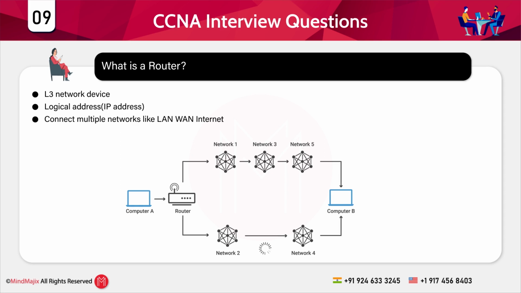Logical address in most cases is an IP address, but we can have IPv6 addresses, and on older systems we could have an IPX system. This device is used to connect multiple networks, like LAN and WAN, right? Internet is connected by a router. So a router provides interconnectivity between different networks on the basis of IP address. That's why we call it an L3 device, meaning a layer 3 device. Layer 3 device means network layer device.